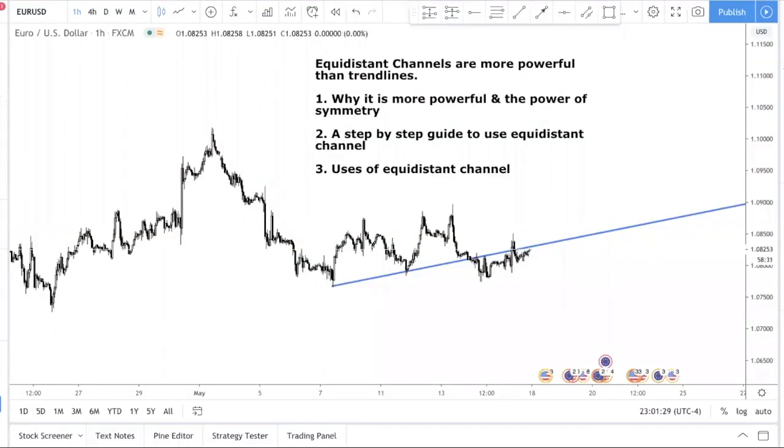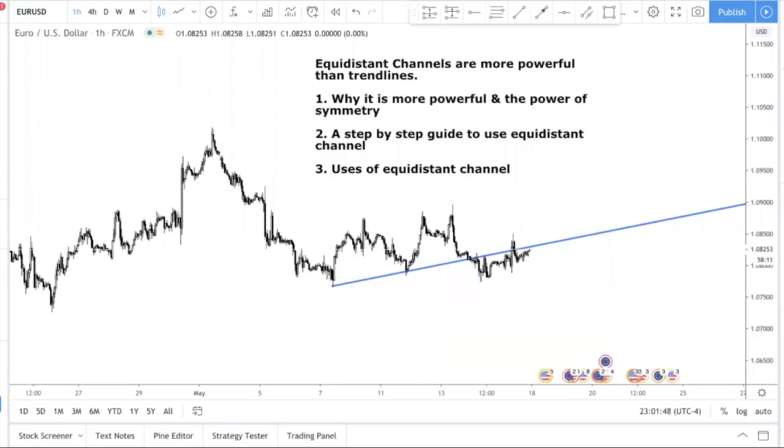Hey fellow traders, today I'm back with a new video, and in today's video I'm going to talk about the Equidistant channel. If you are currently using trendlines and not using the Equidistant channel, then you want to make sure you watch this video, because Equidistant channels are more powerful than trendlines.